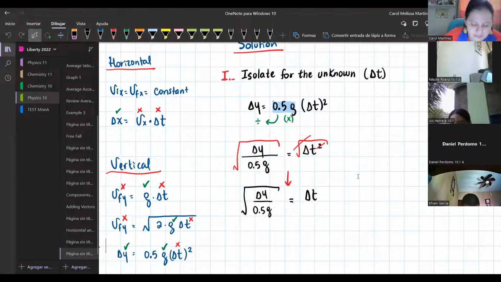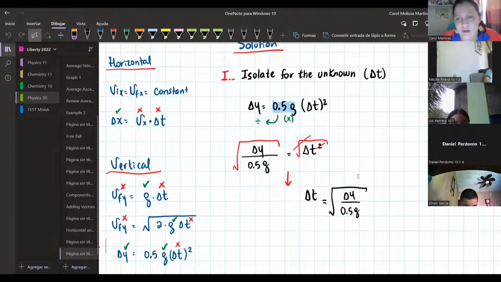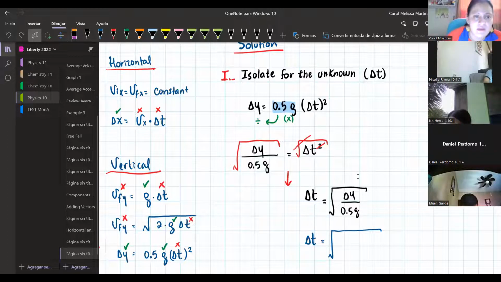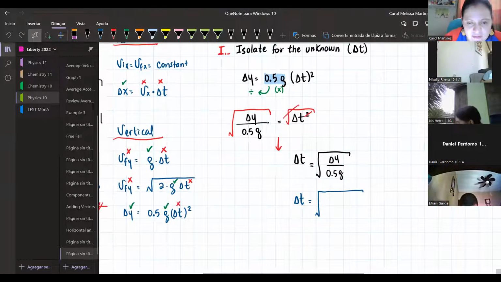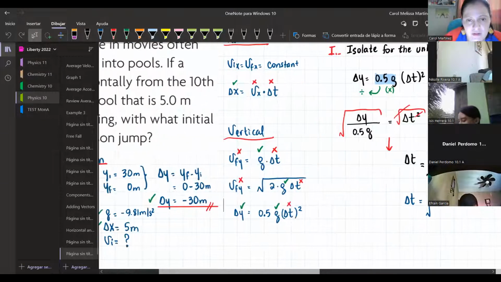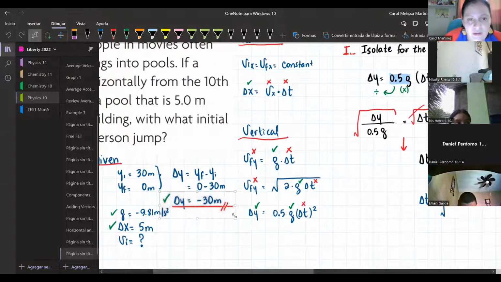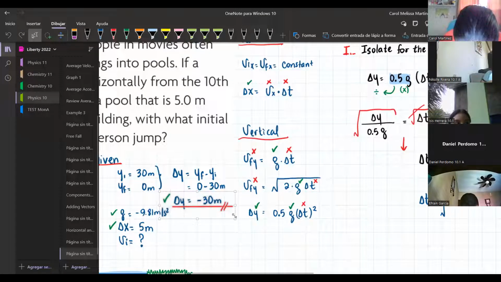Now, you can write the expression like this or the other way if you prefer. Delta t equals the square root of delta y divided by 0.5 g. And now we can find delta t. According to the data that we got in this exercise, delta y is this one over here, negative 30 meters. We already got it when we were writing the givens. So these are negative 30 meters divided by 0.5 of the gravity.